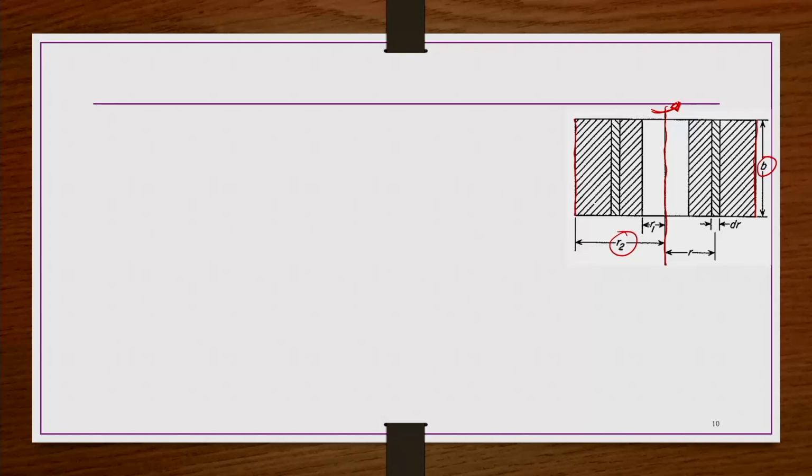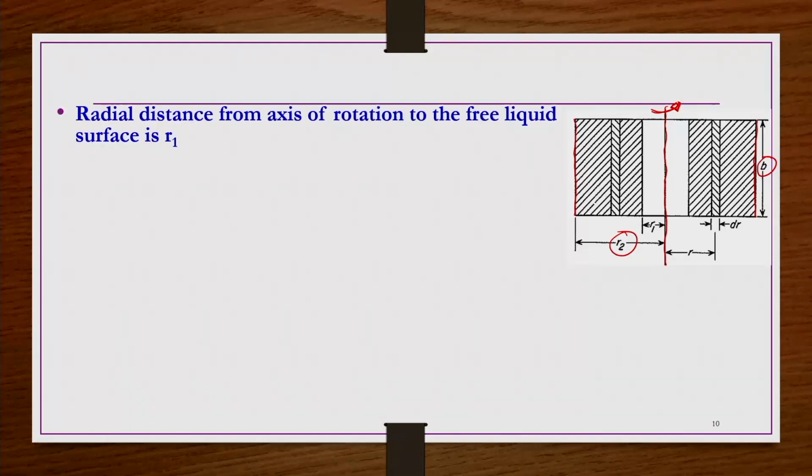And this is very true, and it very often occurs in many of the industrial centrifuges that are applied for a given solid separation. The radial distance from the axis of rotation to the free liquid surface is R1. So, let us say initially liquid is there, and that liquid is thrown towards the wall, like this.